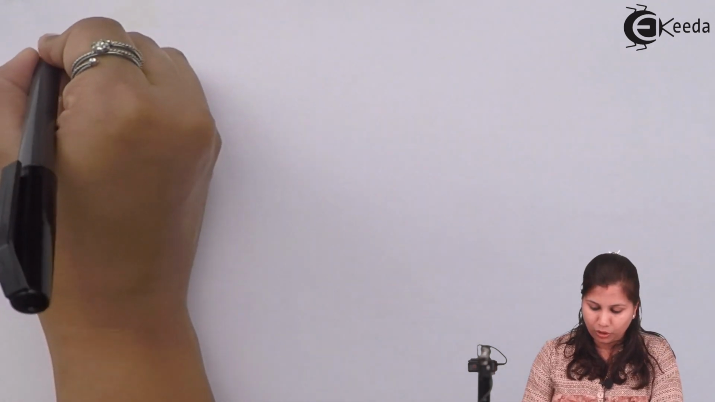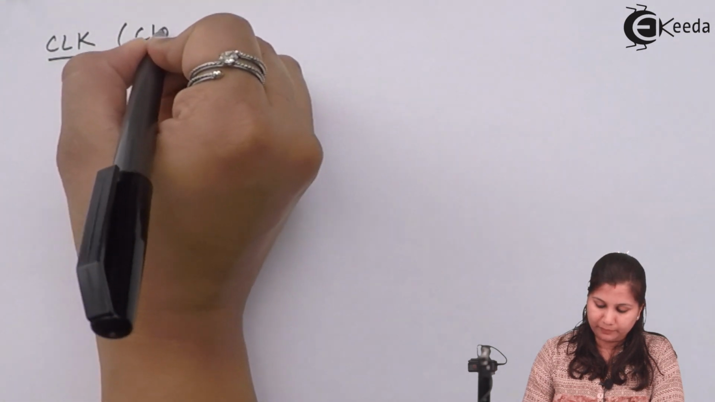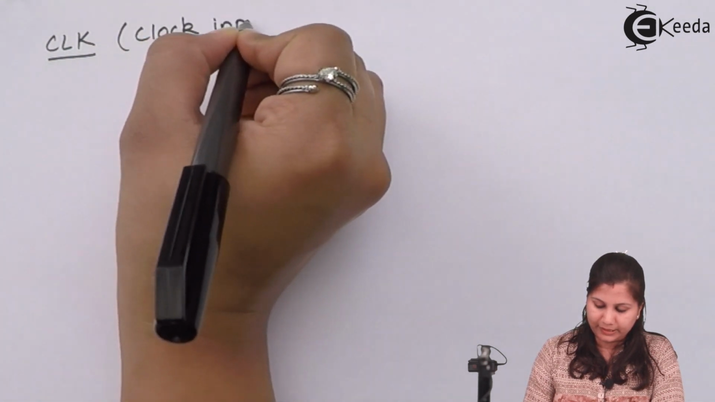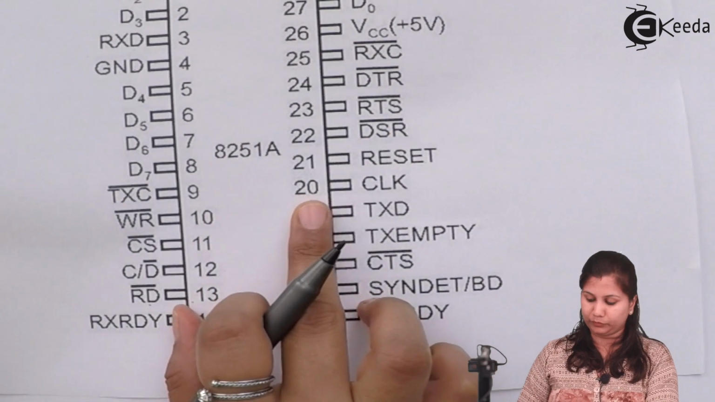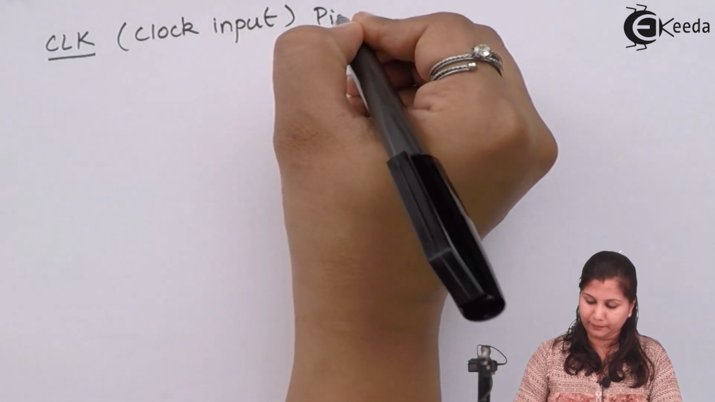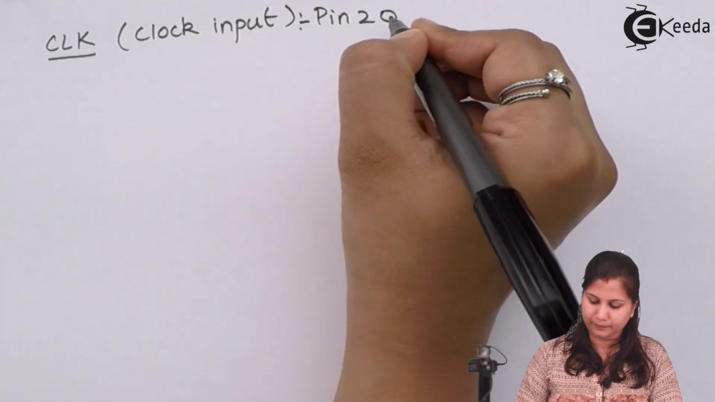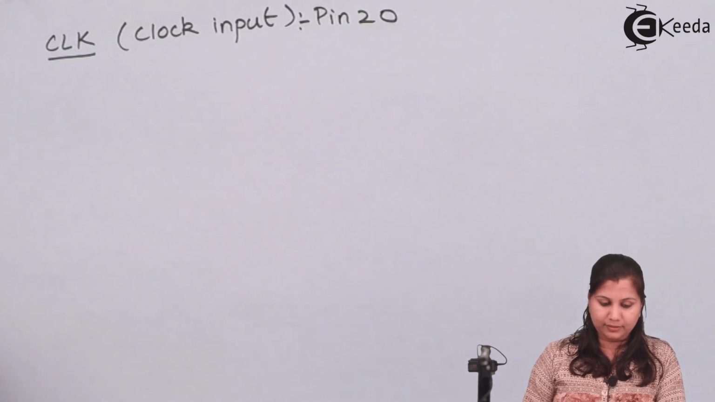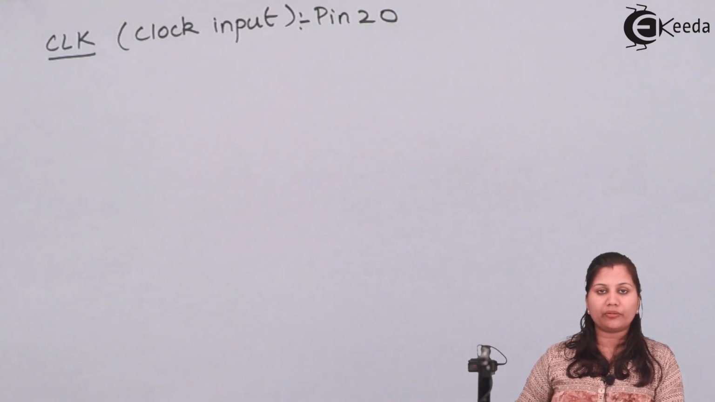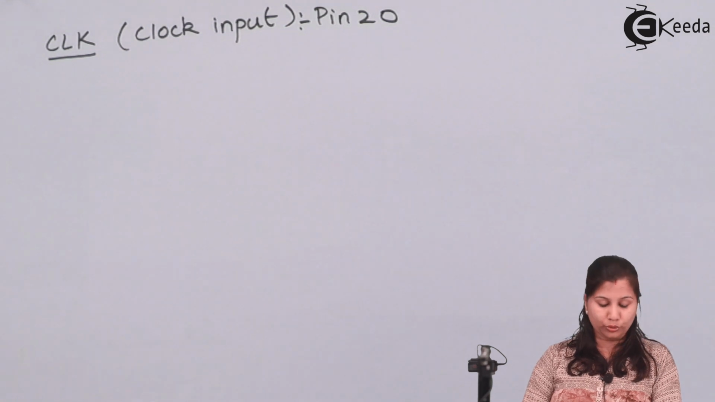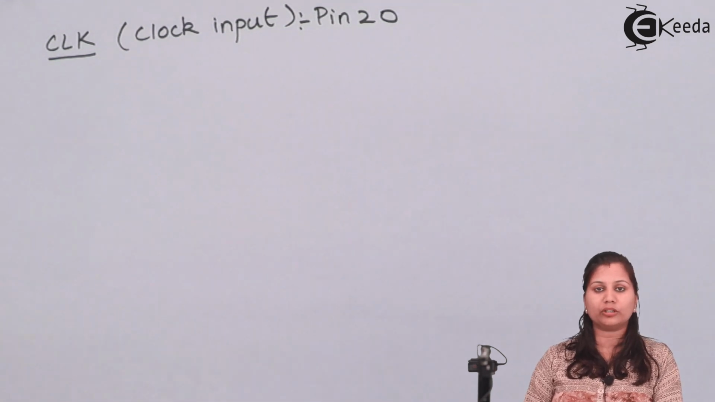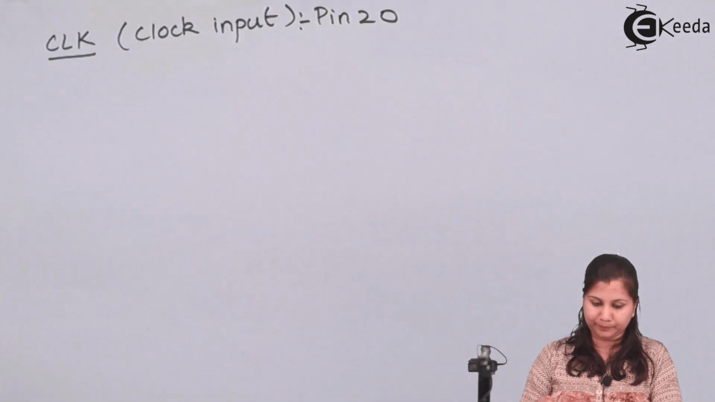Then we have the clock signal. This is the clock input. It's an input terminal which is available at pin number 20. Now this clock signal is used to generate the internal timing and the control signals. It will provide the clock signals for controlling the timing and control signals for the 8251.